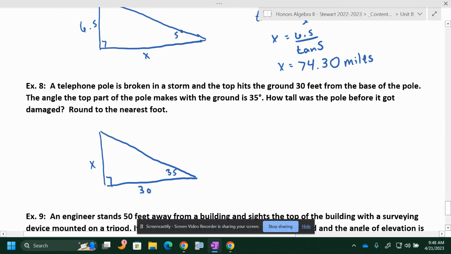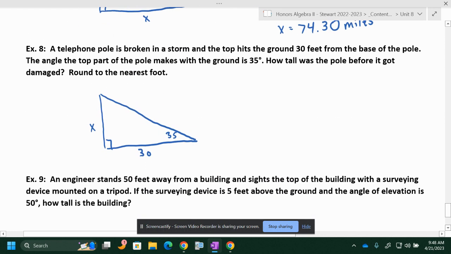Two more examples here that we've got. A telephone pole is broken in a storm, with the top touching the ground 30 feet from the base of the pole. The angle the top part of the pole makes with the ground is 35 degrees. How tall was the pole before it got damaged? So tangent 35 is equal to x over 30. So 30 times the tangent of 35. Round to the nearest foot, 21 feet.